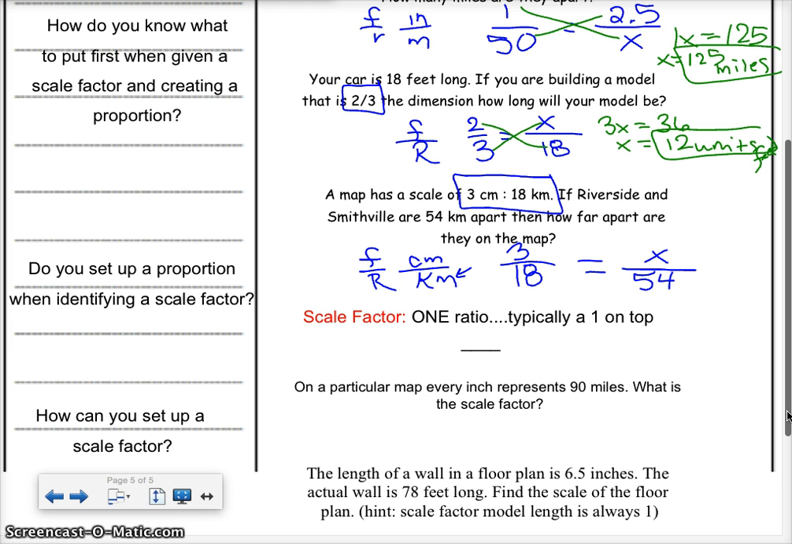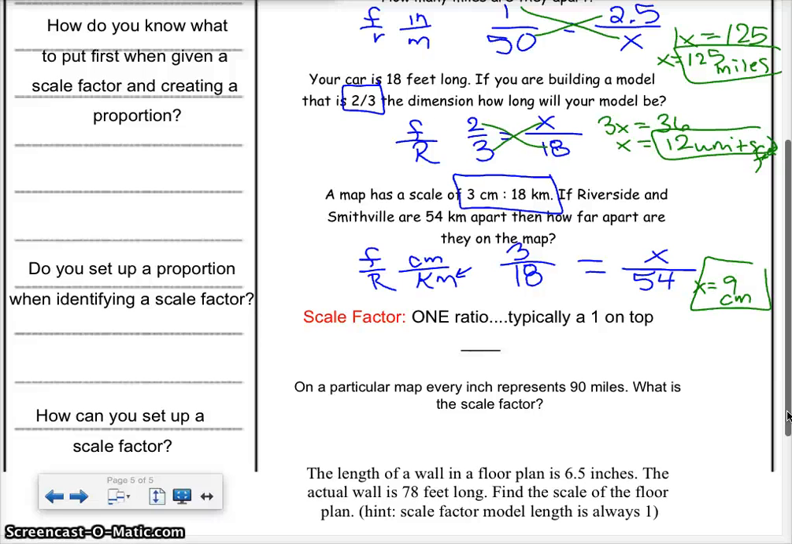Solve that proportion. 54 times 3 divided by 18 equals 9. X equals 9. Think about the context. I'm talking about centimeters. So they are 9 centimeters apart on that map. All right, that's applying scale factors. That means I give you a scale factor, I give you another situation, you figure out either what the model is or what the actual distance is.